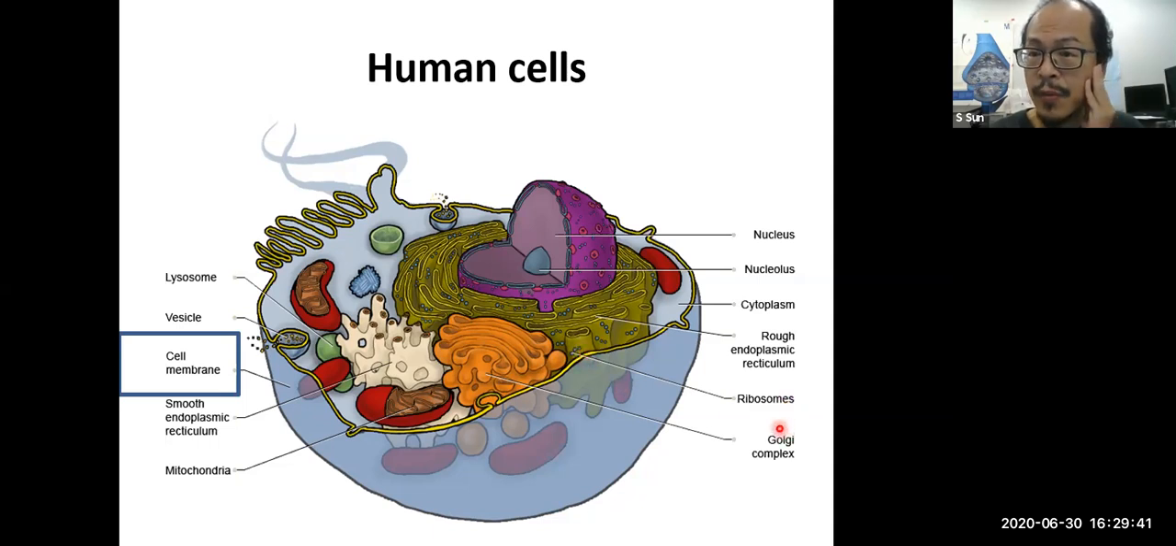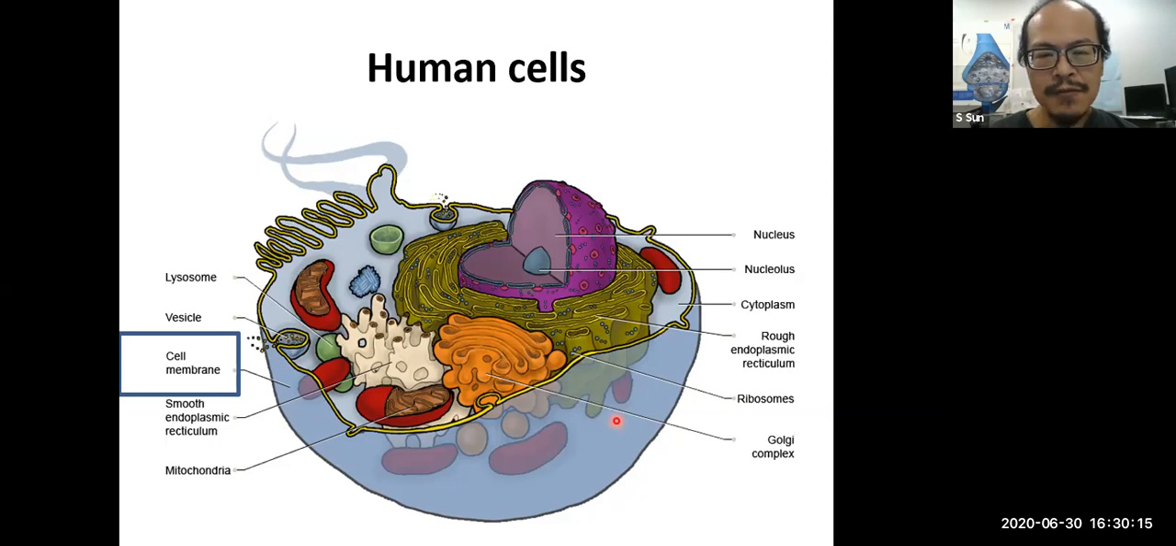Last time we talked about ribosomes. What's the function of ribosome? Translation, that's right. Its function is to provide protein synthesis. Golgi apparatus, and here smooth endoplasmic reticulum, mitochondria, cell membrane, vesicles, and the lysosome. We will start by talking about the cell membrane. So we will talk all about this.